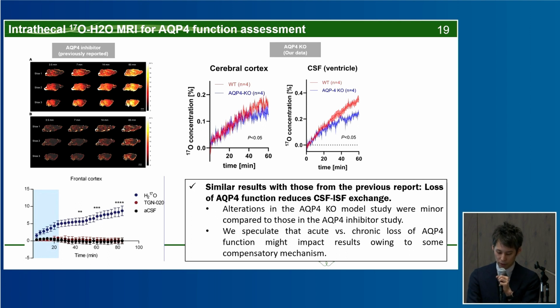As shown in the previous study with gadolinium, also in the O17-labeled water study, our results based on the knockout model had smaller effects of AQP4 deficiency than those reported based on AQP4 inhibitors. This might be related to the acute or chronic nature of the loss of AQP4 function. This implies that intracisternal O17 water MRI might have potential applications in AQP4 functional imaging.